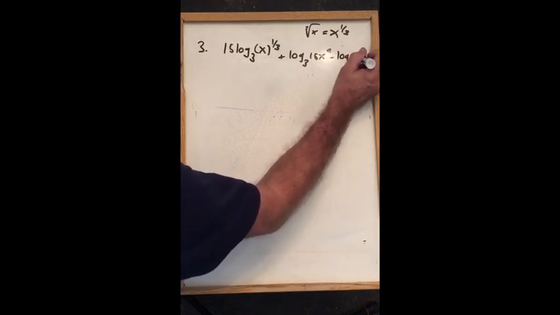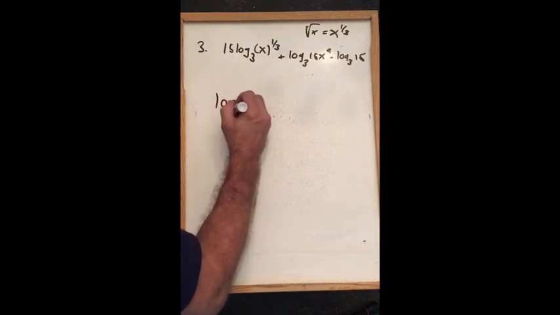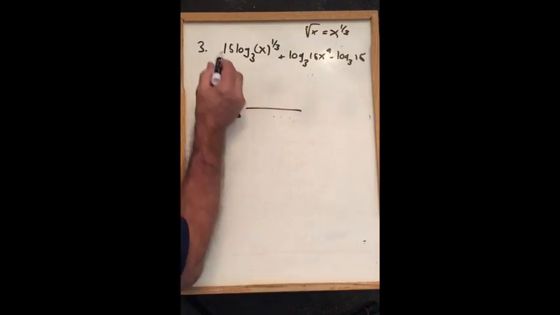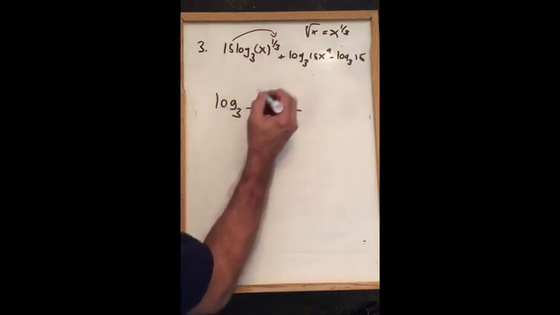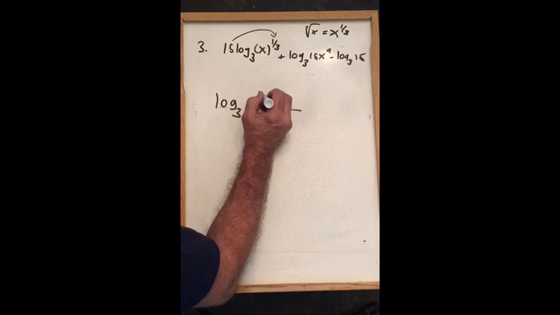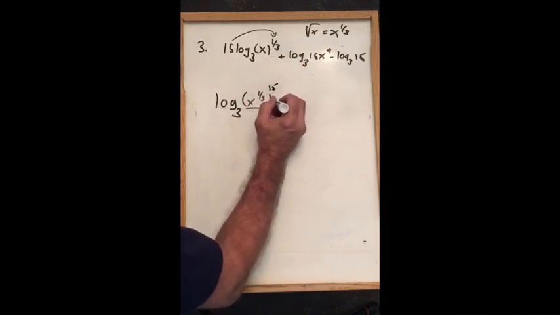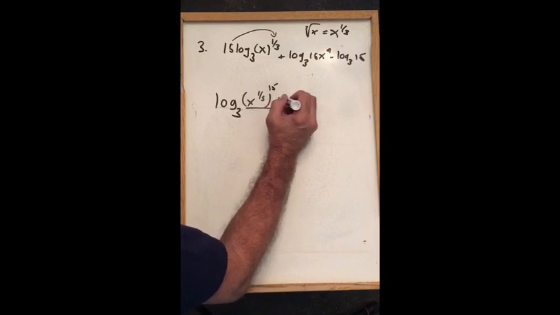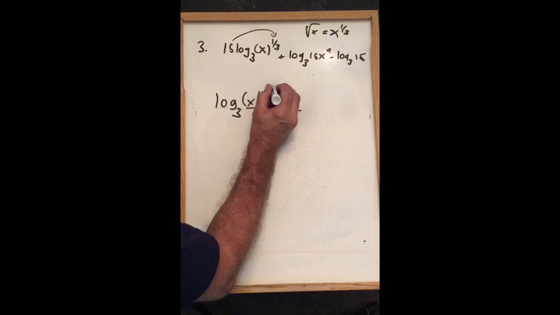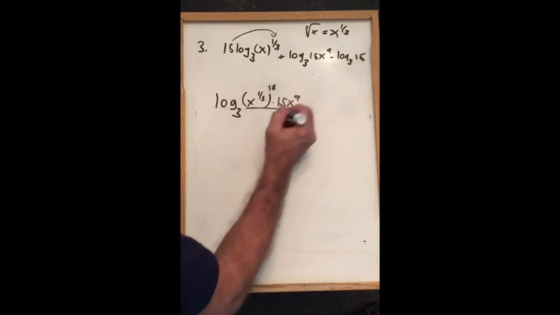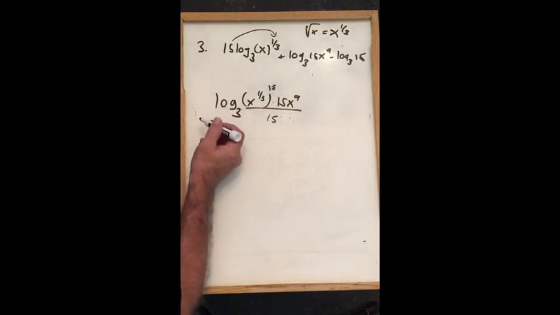Okay, so here's what I'm going to do. I'm going to write a single log, base 3, and make a fraction. Anything with a plus sign goes on top. Don't forget to move that 15 up here. So that's x to the 1/3 raised to the 15. And then this will be times 15x to the 9th. Let me fix that. And then, of course, this will be 15 on the bottom because that's a negative sign. All of these are log base 3.